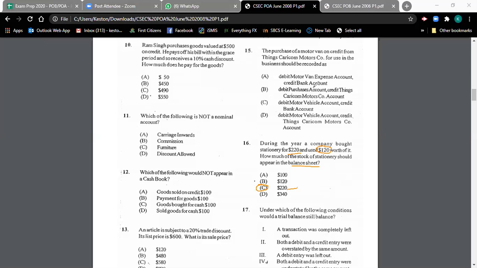I don't like how this question is worded. In the P&L, we know that we have to put the full amount. It doesn't matter how much they use out of it. It's not like it's marketing or something. So yeah, it would be C. The full cost of it. It doesn't matter how much you use out of the stationery. The expense incurred was 220.